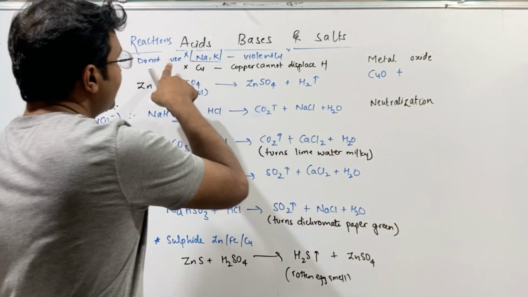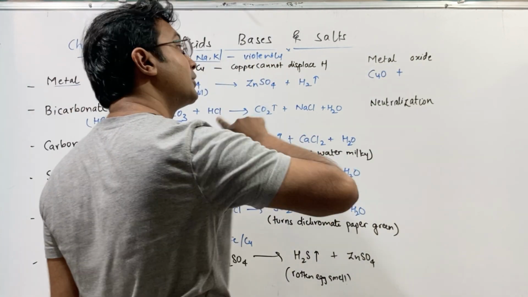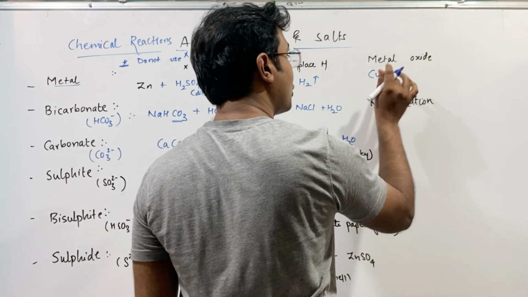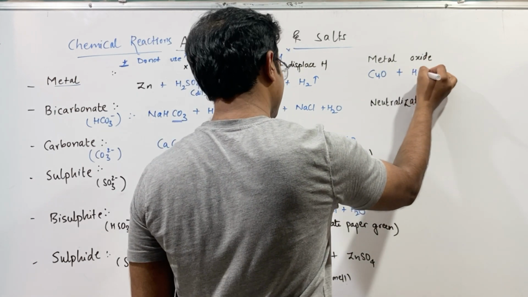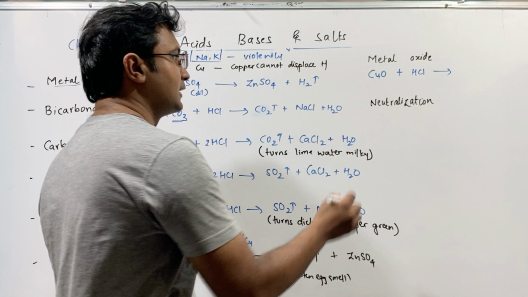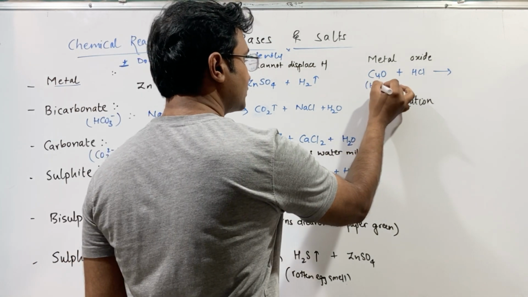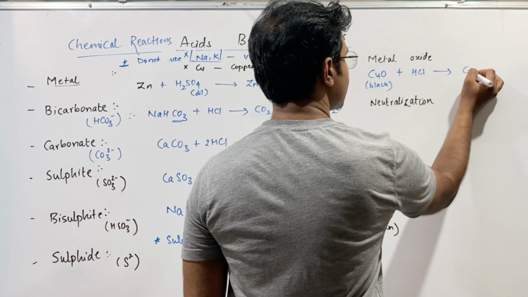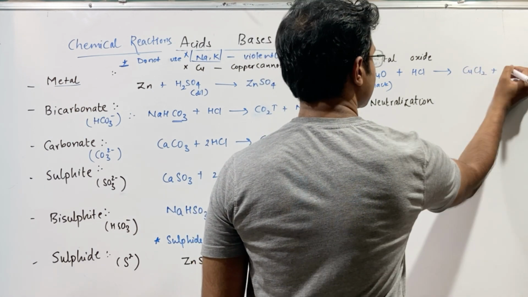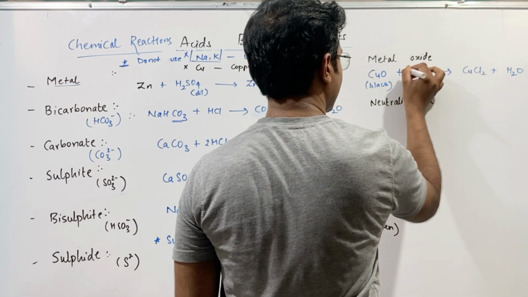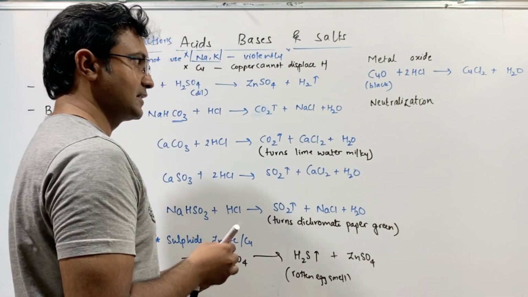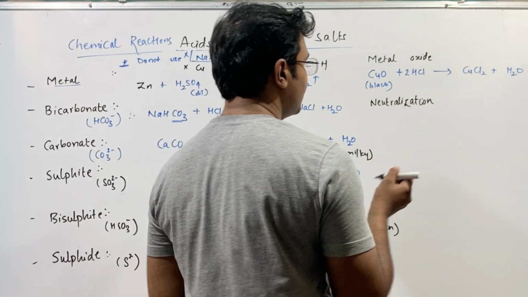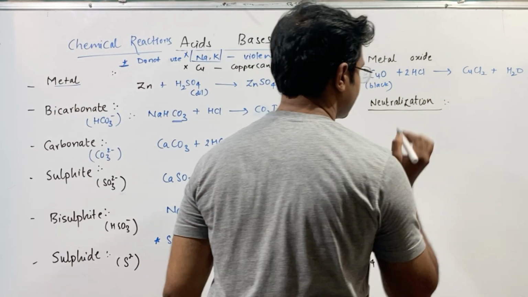See, you cannot react copper with HCl, but you can react copper oxide with HCl for sure. Copper oxide is black in color. When you react with HCl, it produces CuCl2 plus formation of H2O. I'll need 2 molecules of HCl. Right. Now neutralization, it is the easiest reaction.